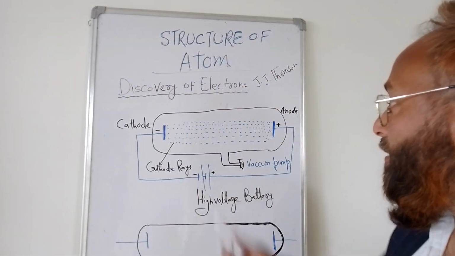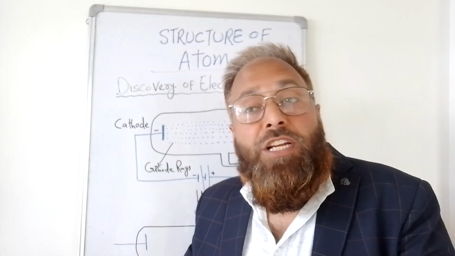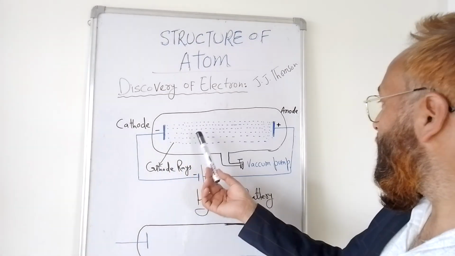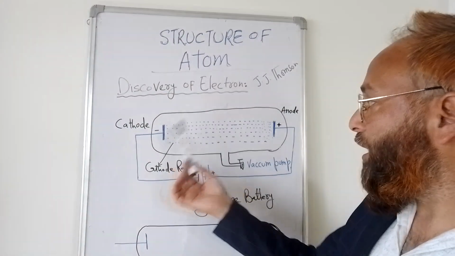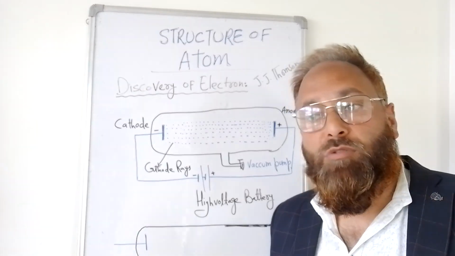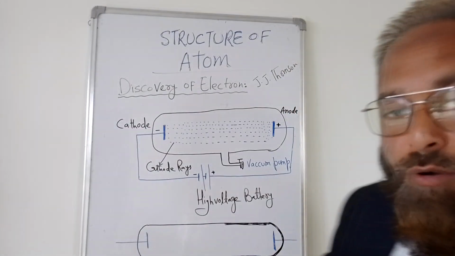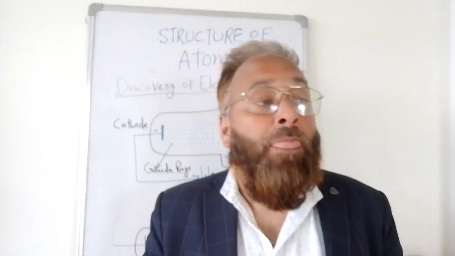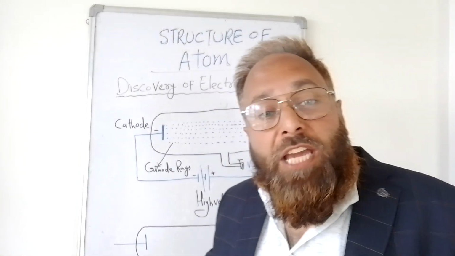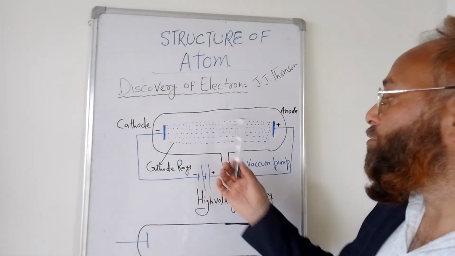The discovery of electron takes place through the discharge tube experiment, or you can say the cathode ray discharge tube experiment, because cathode rays are generated from the cathode and move towards the anode. So it is also known as the cathode ray discharge tube experiment. How does the discovery of electron take place? It is based on the cathode ray discharge tube experiment.